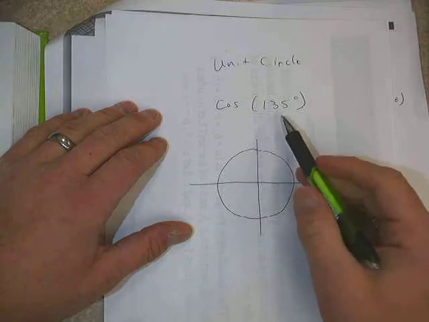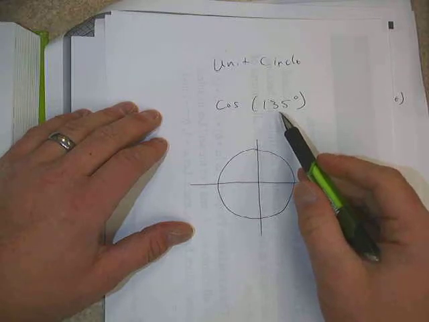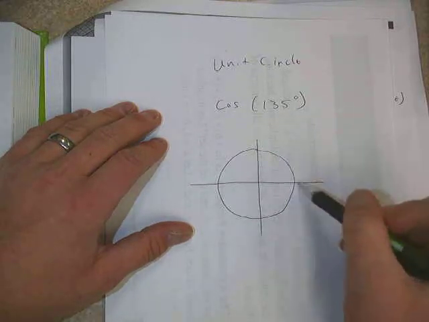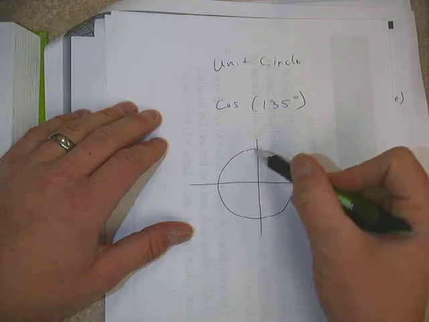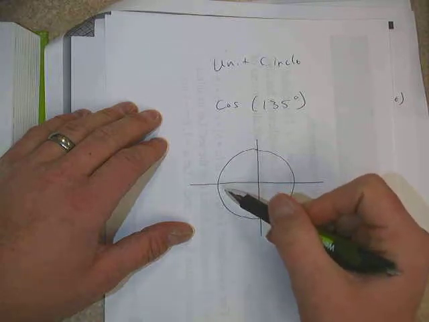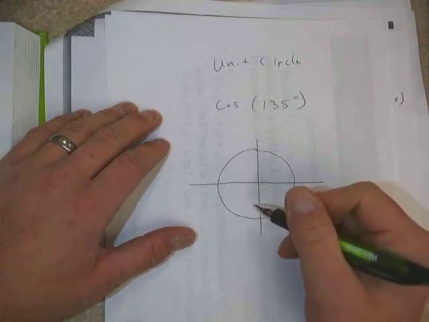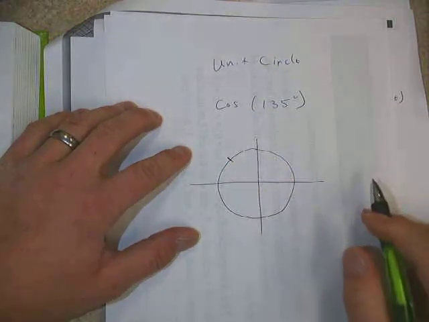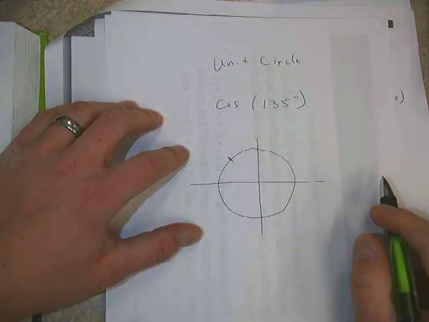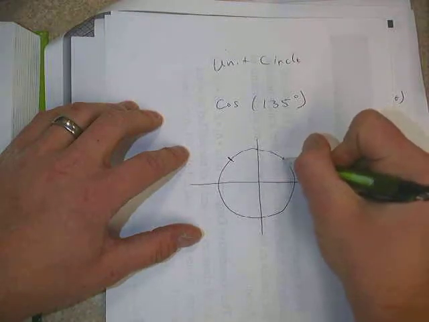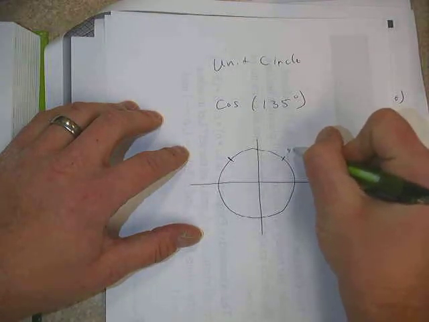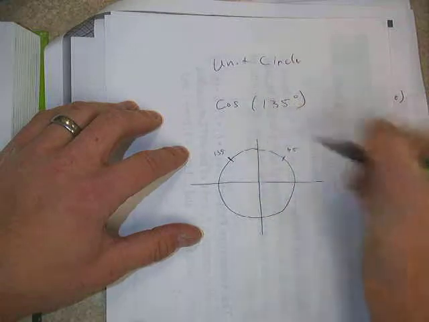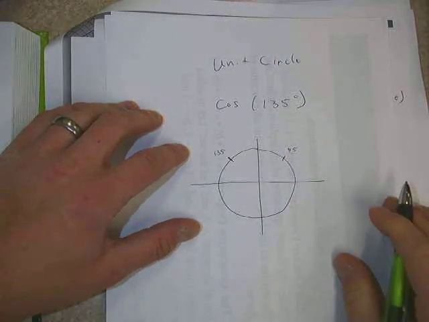First of all, your main job is to figure out where this is on the unit circle. Where is 135? From the positive x we go 90, 180, and halfway between 90 and 180 is 135. It's right there, so it's a 45 equivalent. We need to recognize it's right in the middle. Here's our 45, here's our 135, and we want the cosine of that.